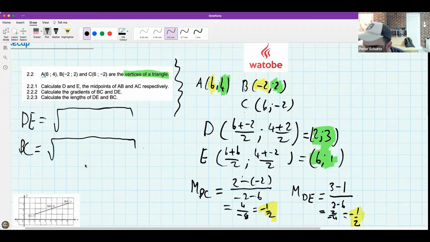Yeah, so in Paul, I agree. For your gradient, you got -1/2. And as far as I can tell, I also get -1/2. In fact, I don't know, see if you agree with me, but I got -1/2 for both of my gradients, which is interesting. And for bonus points, what does it mean if two gradients are the same? That's coming up in a later lesson. And then for my midpoints, I got 2, 3, and 6, 1.